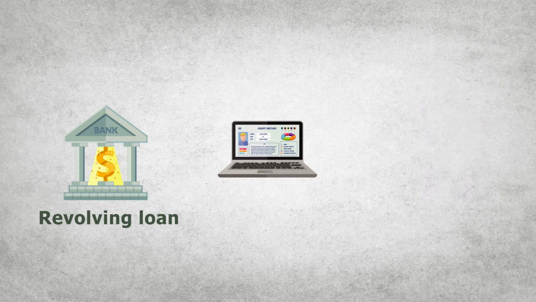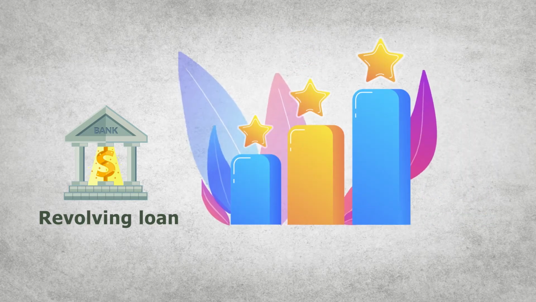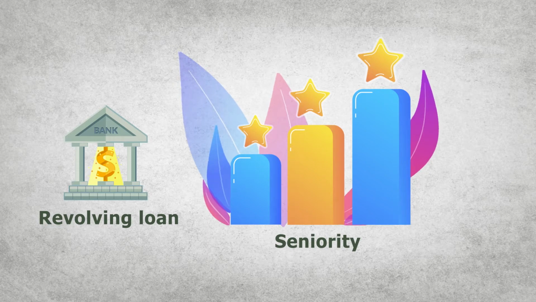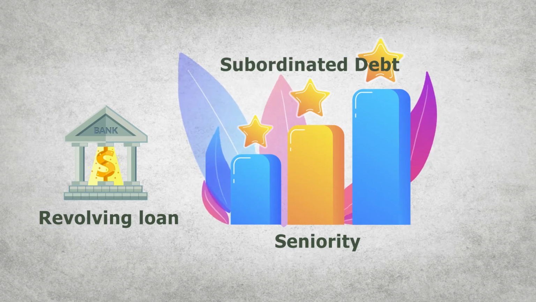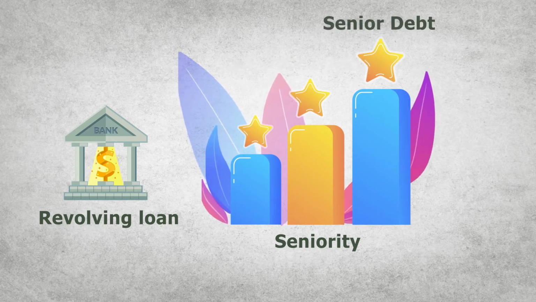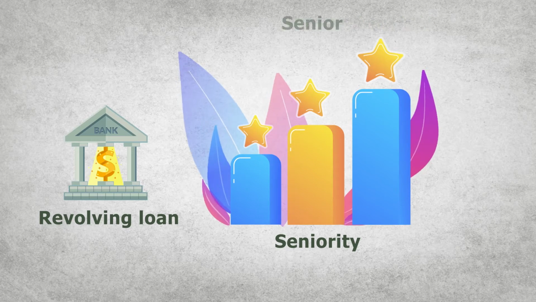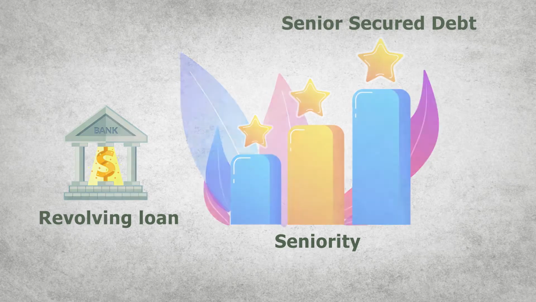If the company goes out of business, the order in which the borrower's debts are repaid is referred to as seniority. The highest-ranking debt is called senior debt. All other debt is called subordinated debt. This means that a senior debt is paid first and usually has a lower interest rate. Also, the senior debt is usually secured and is called senior secured debt.